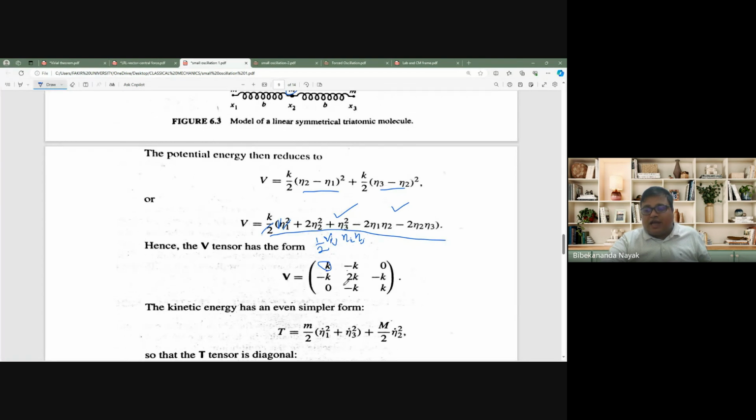Okay, so see the diagonal points first. Then for eta 2, the coefficient is 2k. For eta 3 square, the component is only k. Now go to the product term, minus 2 eta 1 eta 2. The coefficient is 2, but it may be eta 1 eta 2 or eta 2 eta 1.